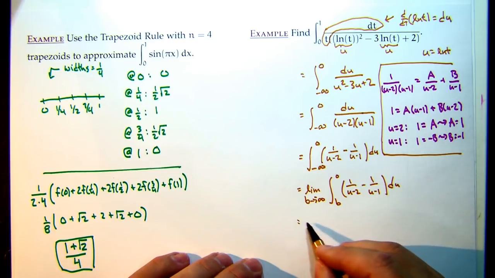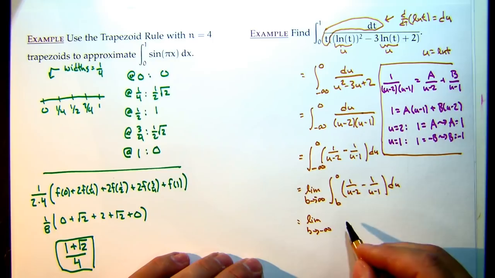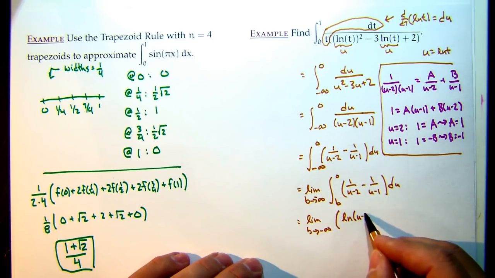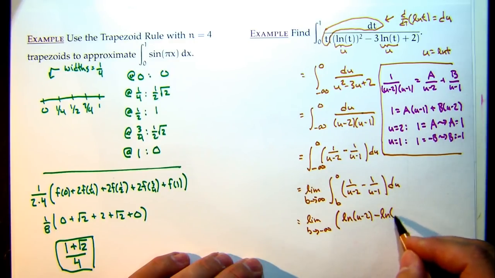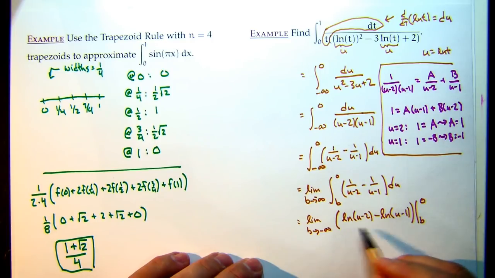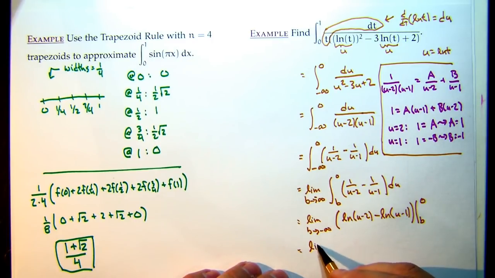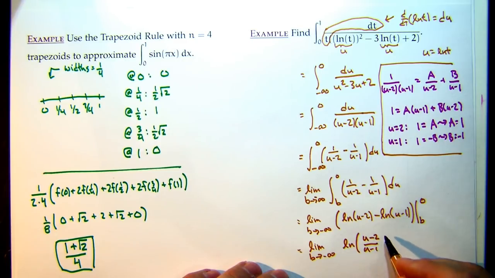All right, well, now we have an integral we can do. That's always what we want. So that's log of u minus 2 minus log of u minus 1, evaluated from b to 0. Now notice I have a log minus a log. Well, a log minus a log lets me say this is really the same as log of the quotient, u minus 2 over u minus 1.